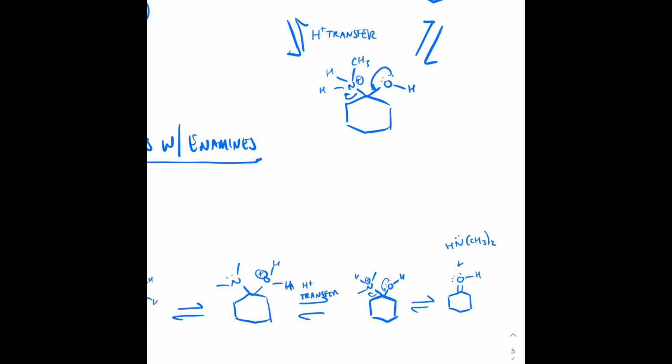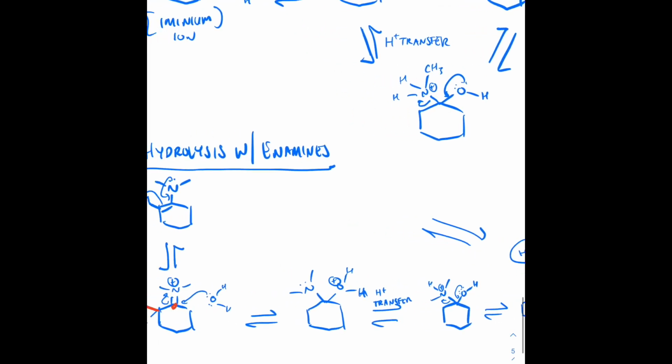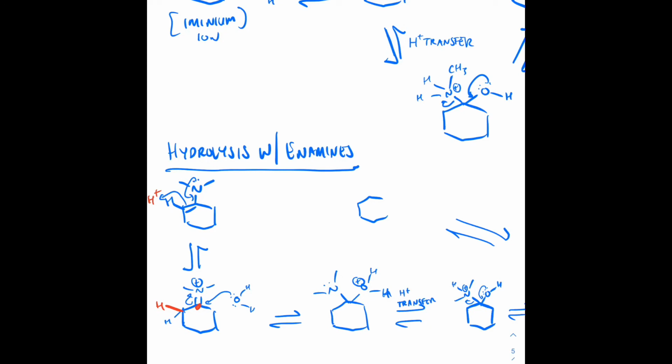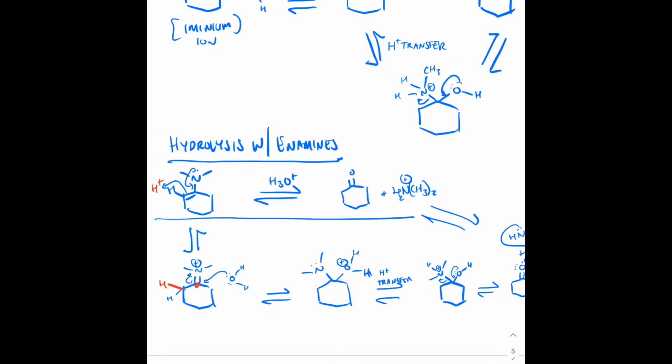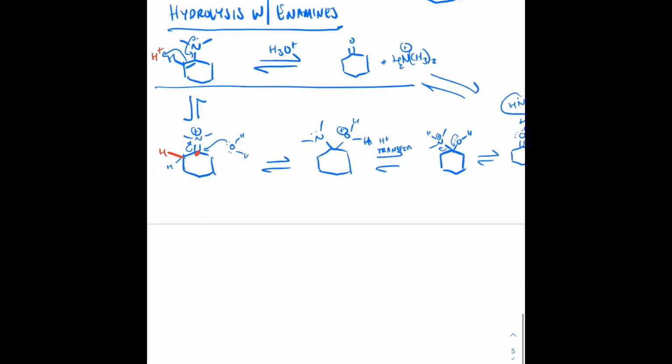And so this dimethylamine leaves, which can then remove that final proton on the oxonium intermediate, and this gives us our cyclohexanone as well as dimethylamine. Okay? So this can also be written in a scheme form with the equilibrium arrows as well as H3O plus, and that's all we need in order to do hydrolysis with amines, or enamines, sorry. So hopefully this was pretty clear to you.